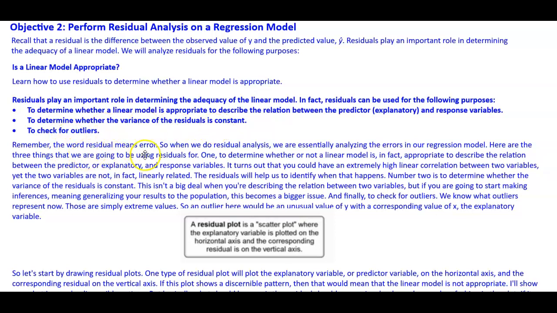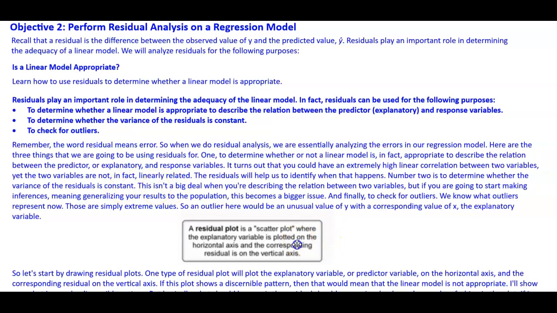Now remember, the word residual means error. So when we do residual analysis, we are essentially analyzing the errors in our regression model. Here are three things that we are going to be using residuals for. One is to determine whether or not a linear model is in fact appropriate to describe the relation between the predictor or explanatory and response variables. It turns out that you could have an extremely high linear correlation between two variables, yet the two variables are not, in fact, linearly related. The residuals will help us to identify when that happens.